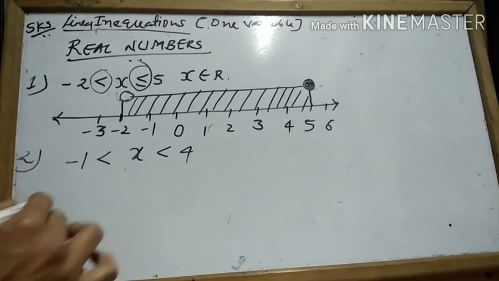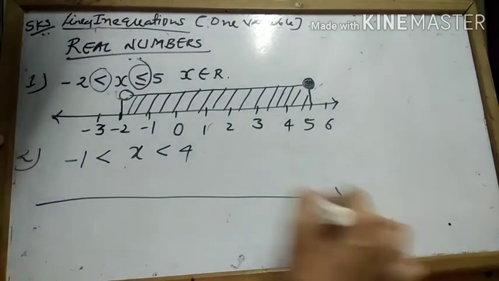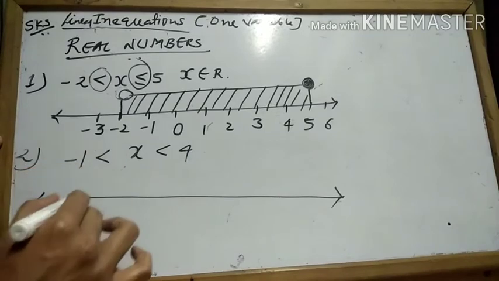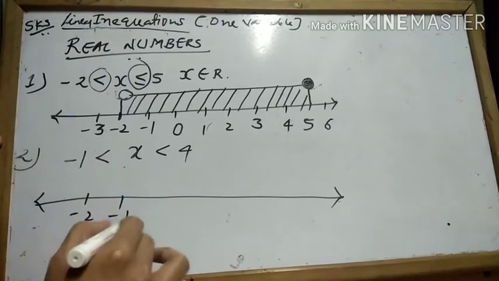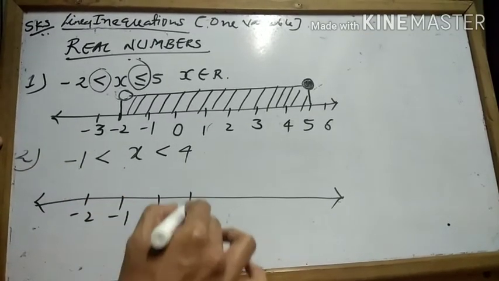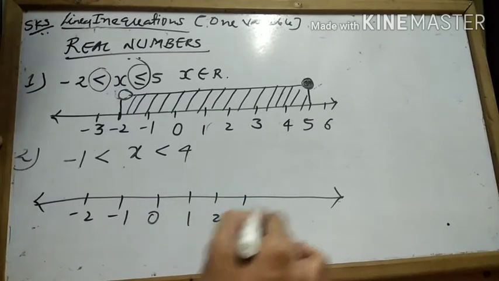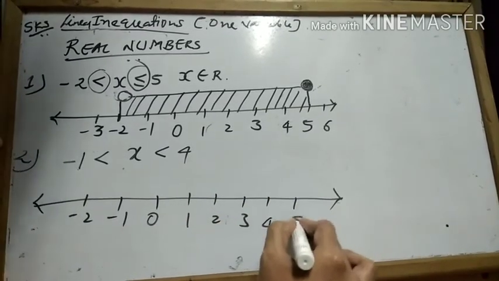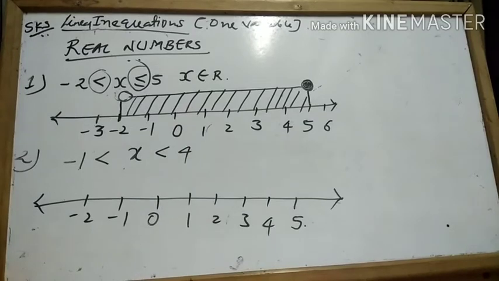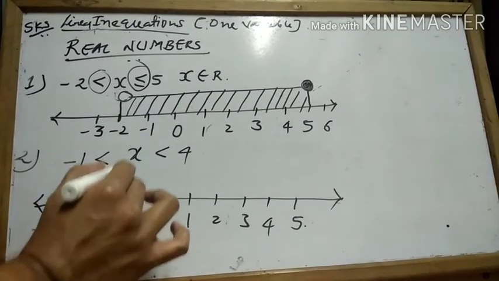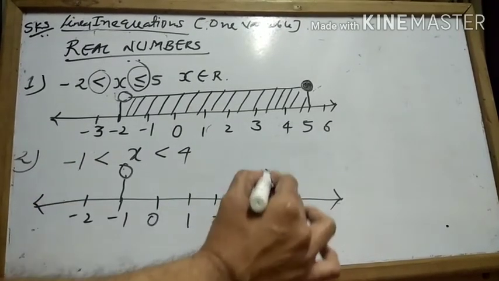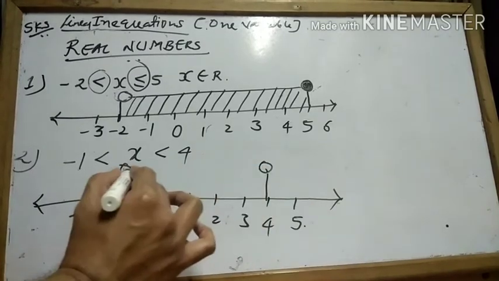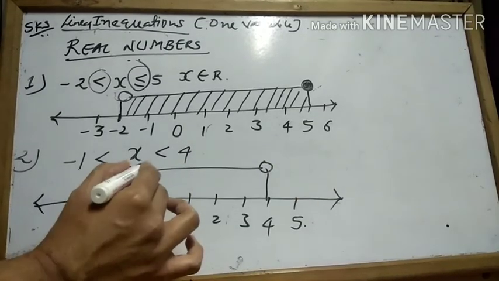So if I want to make a lollipop in this case, I'll begin with -2, -1, 0, 1, 2, 3, 4 and one more number, 5. I have to make a lollipop over -1, and a lollipop over 4. Then I have to join the top part of the lollipops in a horizontal way.